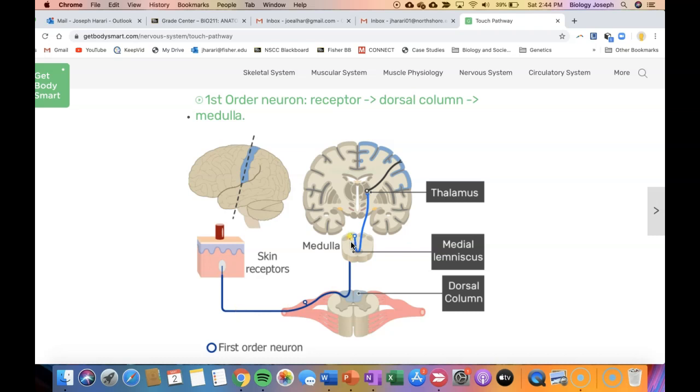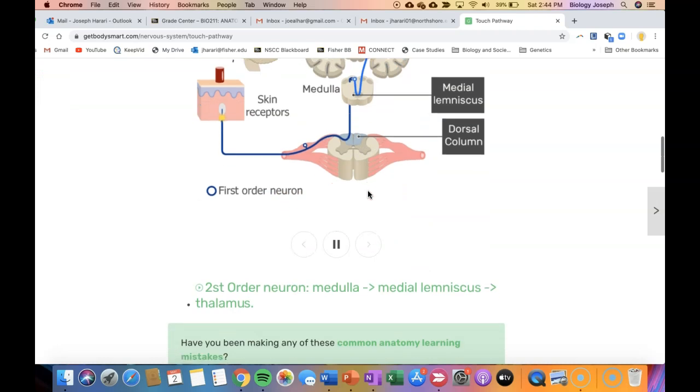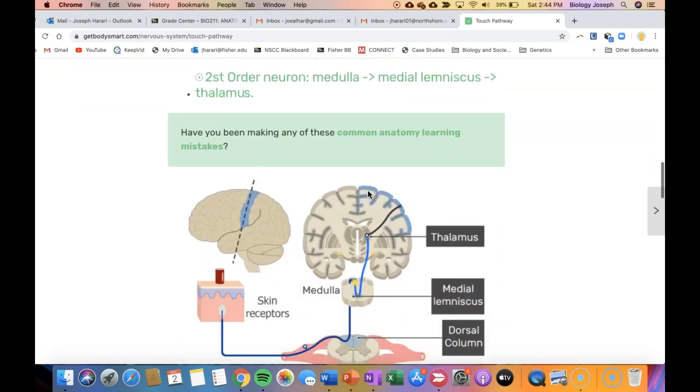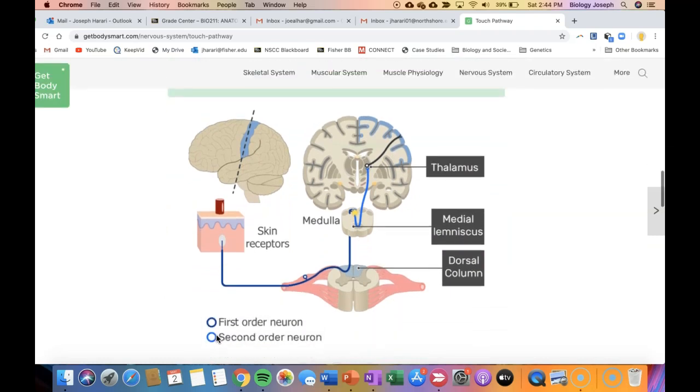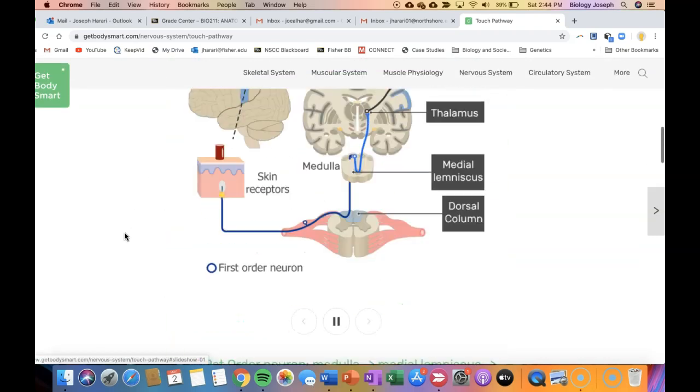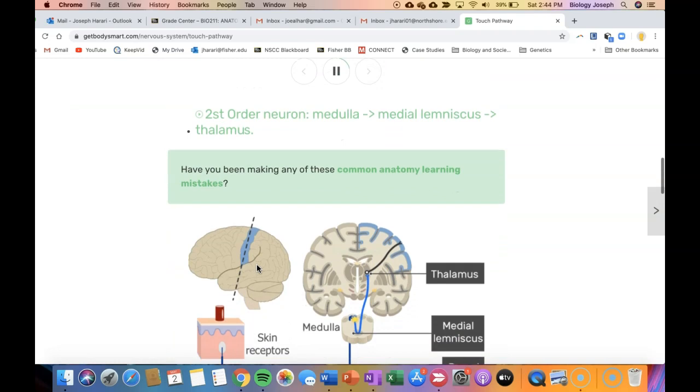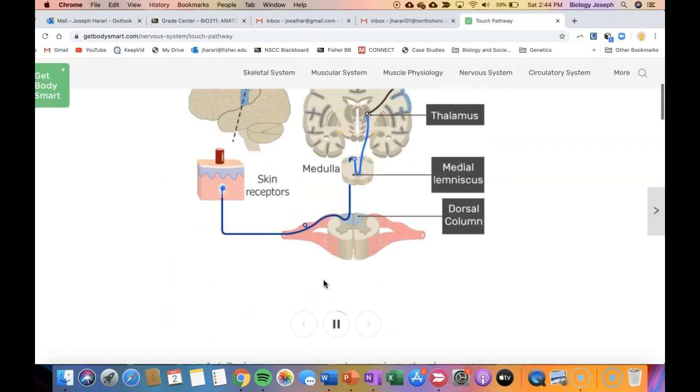And in the medulla, specifically in the medial lemniscus, you don't have to know that term, there is an interneuron in the brainstem that will then transmit this message to the thalamus. This is called our second order neuron. So the neuron that goes from the brainstem. I want to see the whole thing. So that's the first step.